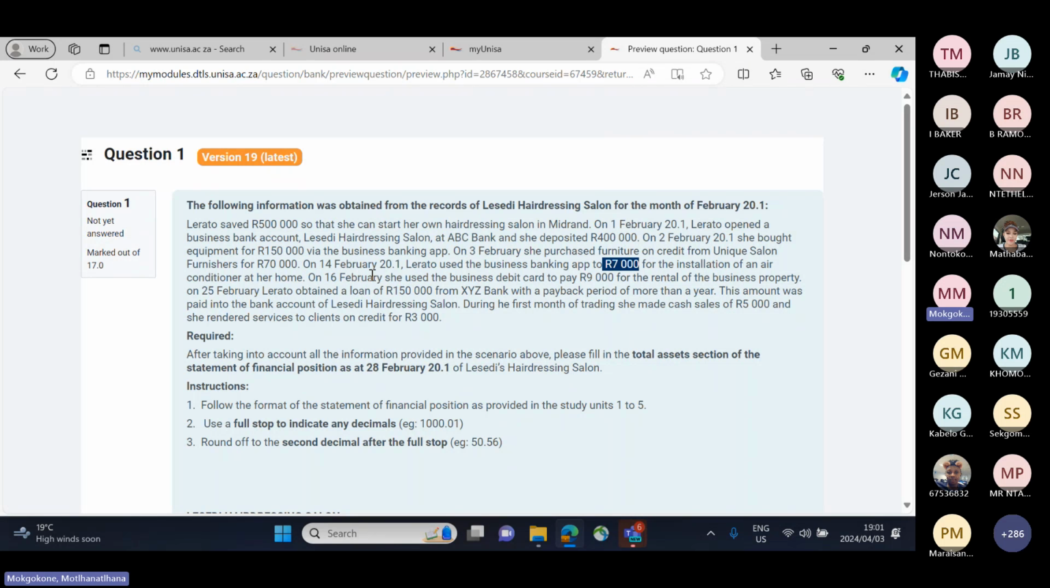On 16 February, she used the business debit card to pay 9,000 for the rental of the business property. Here, our business bank account also reduces by the 9,000. Then you minus 9,000.